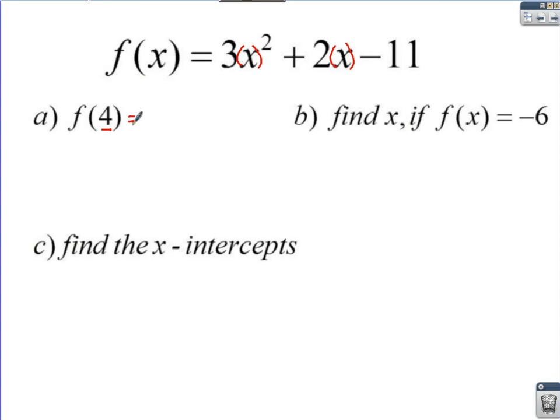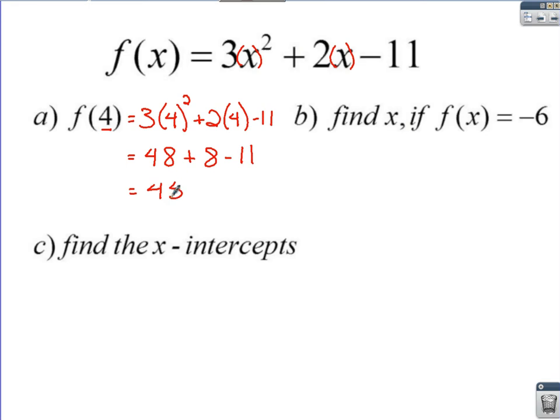If I do that, I've got 3 times 4 squared plus 2 times 4 minus 11. So calculating that out: 4 squared is 16, 16 times 3 gets 48. Add on 8, minus 11. So let's see, what does that come out to be? It comes out to be 56 minus 11, or 45. So the value of the function when x is 4 is equal to 45.